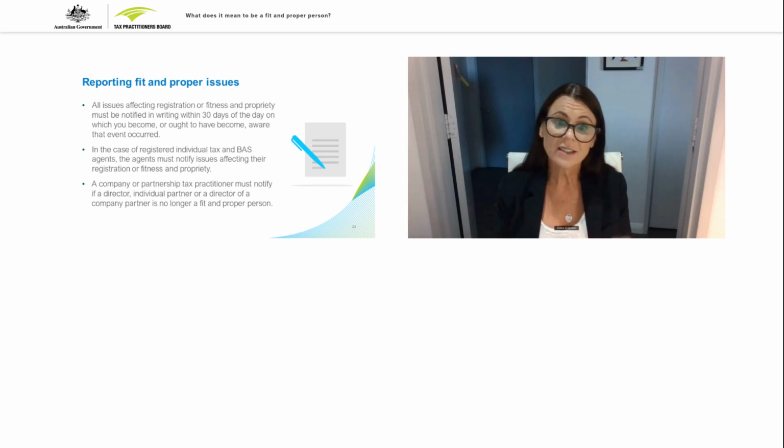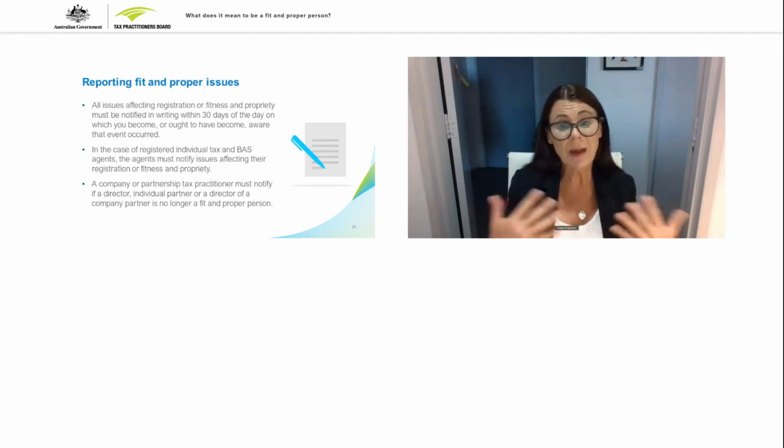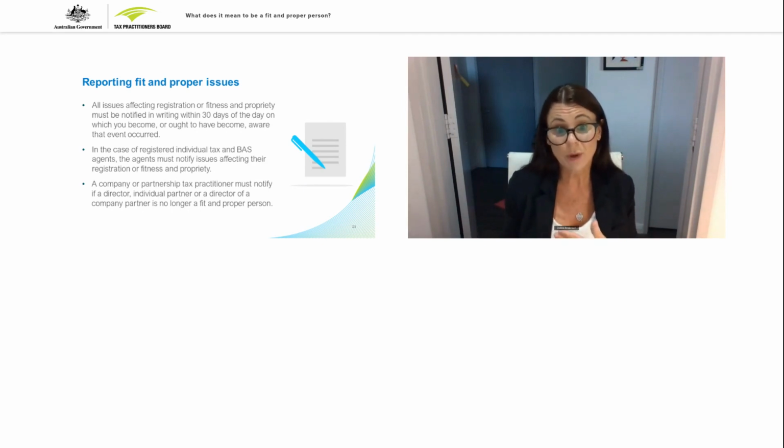Individual practitioners need to let us know if any of the events happen to them and if they cease to meet those fit and proper person requirements. If it's a partnership, somebody, a partner or a director, we need to know if they are no longer a fit and proper person. And again, if a company practitioner, one of their directors is no longer a fit and proper person, you need to tell us about that as well.